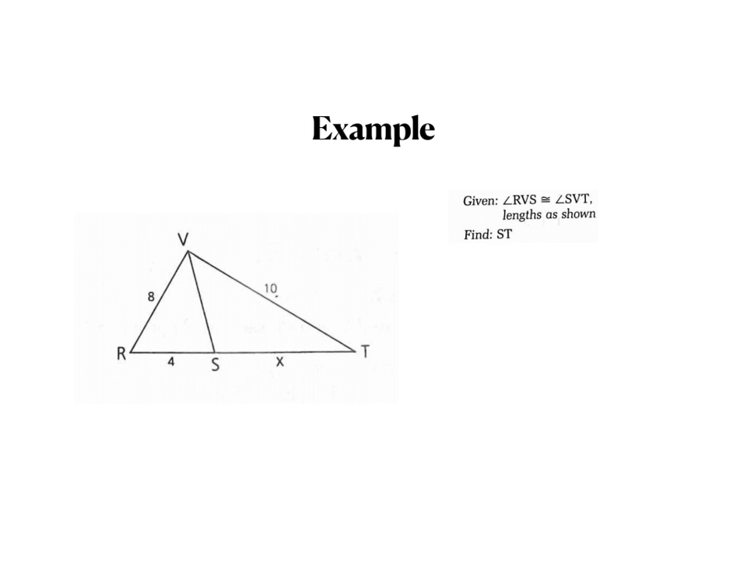Here's an example. We're given that angle RVS is congruent to SVT. In other words, I'm looking at an angle bisector. I'd like you to find the length of ST. Set up a proportion and solve. Press pause on your video, and when you're ready for the answer, press play again.